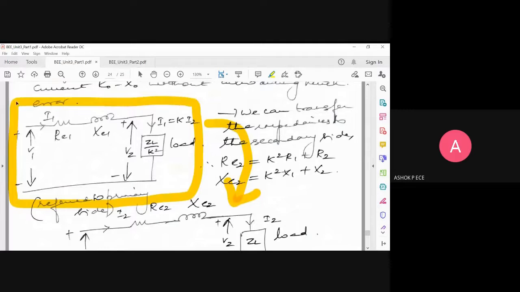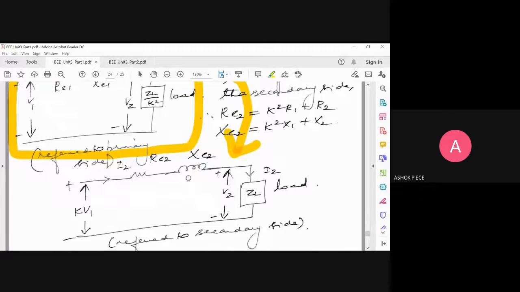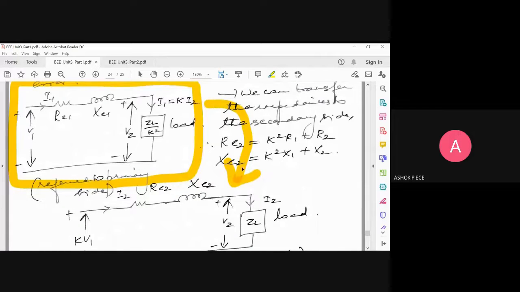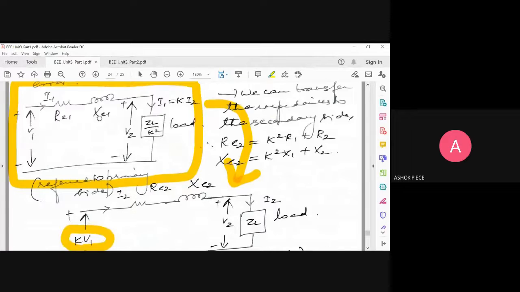I have drawn the final equivalent circuit referring to primary, and from this I can draw the circuit referring to secondary. If I draw the circuit referring to secondary, wherever you have divided by k square, you have to remove it. Wherever you did not divide by k square, you have to multiply by k square, and do the reverse thing. So see here, first V1. Usually when you transfer from secondary to primary, we divide by k. So when you go from primary to secondary, you multiply by k. So see here k into V1. And Re1 will become Re2 and Xe1 will become Xe2.